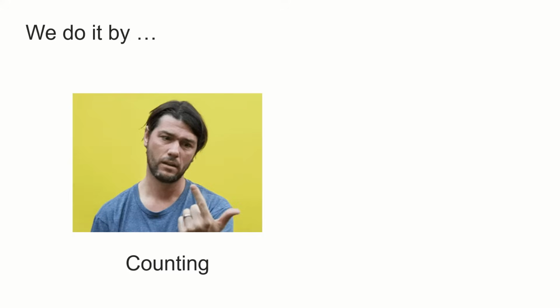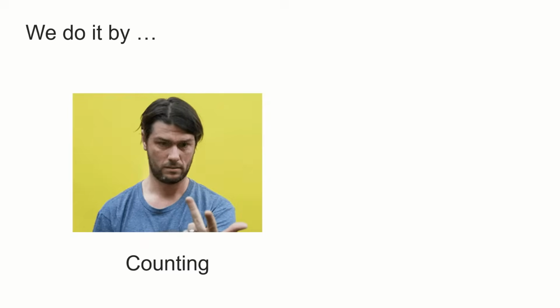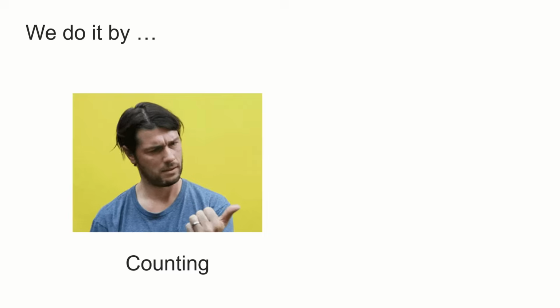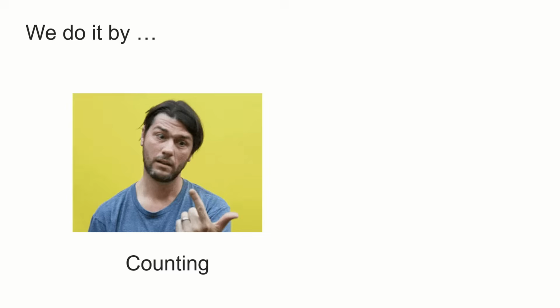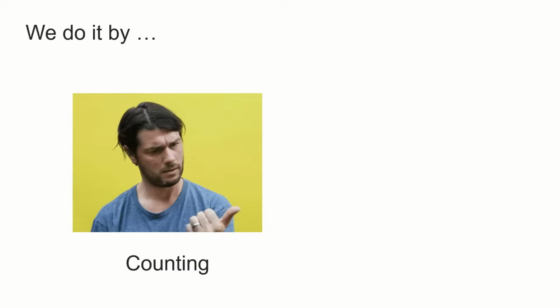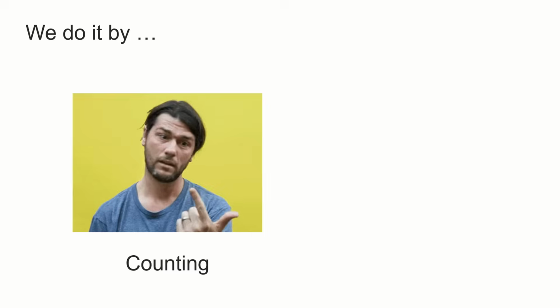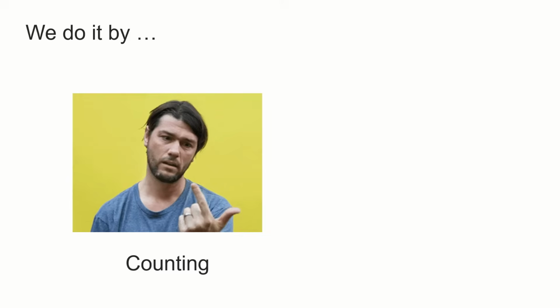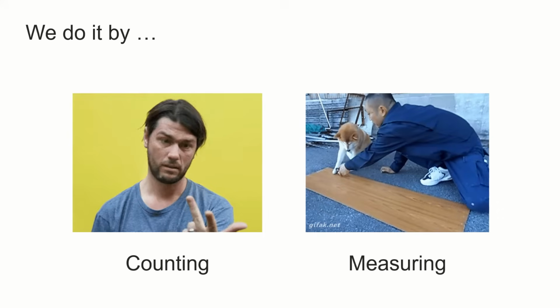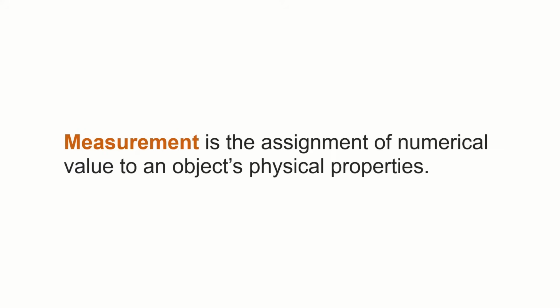However, we know that most of the data needed, especially in physics, because physics is an experimental science, cannot be counted. So we cannot use counting methods. In those cases, we use instruments to provide the numbers we needed. In those cases where we use instruments to get the numerical value needed, we need to perform measuring, the process of measuring. So measurement is the process of assignment of numerical value to an object's physical properties.